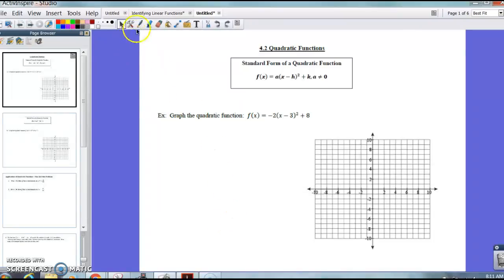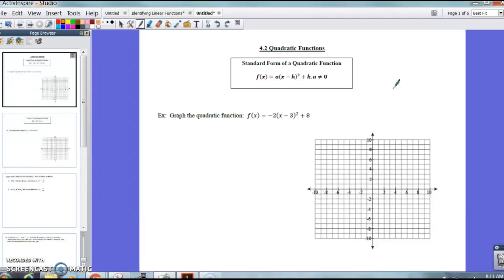Hey everyone, today we are going to talk about quadratic functions. And this stuff should all be review, but it is something that's important. Our new unit that we're starting is polynomial functions. The most basic of those is quadratic functions. So we're going to talk about those a little bit today.